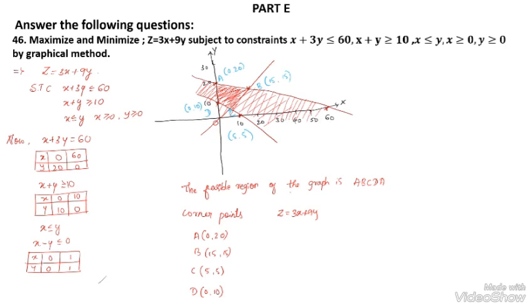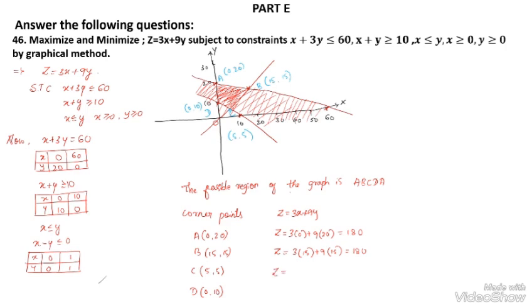Put the values in the equation Z. Z = 3 into 0 plus 9 into 20. It is 180, because 3 into 0 is 0, and 9 twenties are 180. Similarly, for (15, 15), Z = 3 into 15 plus 9 into 15. It is 180, because 15 threes are 45, 15 nines are 135, and 135 plus 45 becomes 180.